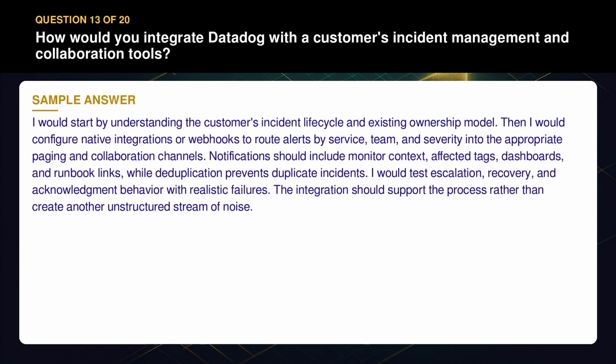I would start by understanding the customer's incident lifecycle and existing ownership model. Then I would configure native integrations or webhooks to route alerts by service, team, and severity into the appropriate paging and collaboration channels. Notifications should include monitor context, affected tags, dashboards, and runbook links, while deduplication prevents duplicate incidents. I would test escalation, recovery, and acknowledgement behavior with realistic failures. The integration should support the process rather than create another unstructured stream of noise.